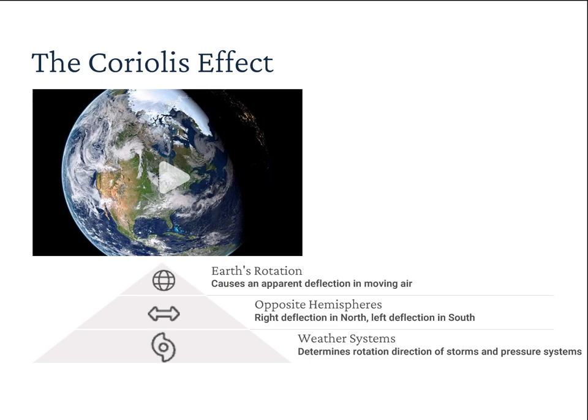This effect doesn't cause wind, but it changes its direction, especially over long distances. This is why hurricanes spin counterclockwise in the north and clockwise in the south. The Coriolis effect helps organize our planet's global wind belts and storm systems.